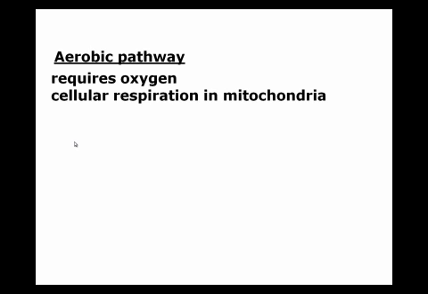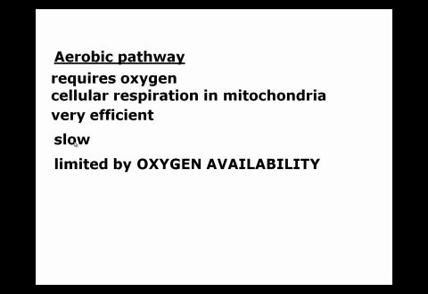The aerobic pathway does require oxygen, and this is simply the cellular respiration that we looked at in lesson 7. So following glycolysis, that pyruvate is transported into the mitochondria as acetyl-CoA. The acetyl-CoA feeds into the citric acid cycle. Citric acid cycle feeds the electron transport chain, and we can make up to 36 molecules of ATP per molecule of glucose. So it is very, very efficient. It is slow, and it is limited by oxygen availability.